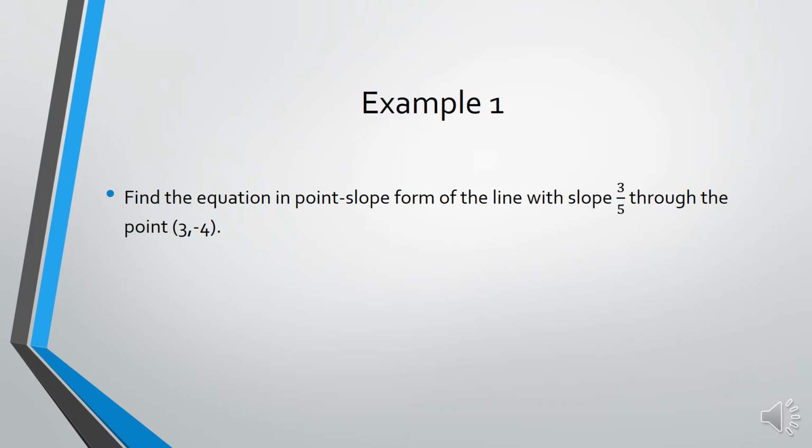So for example, let's find the equation in point-slope form of the line with slope 3/5 through the point 3, negative 4. So whenever it says point-slope, our answer better look like y minus y1 equals m times x minus x1.